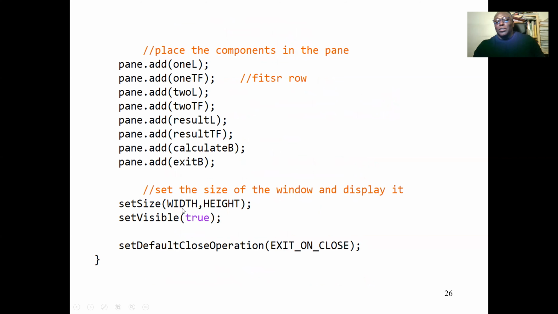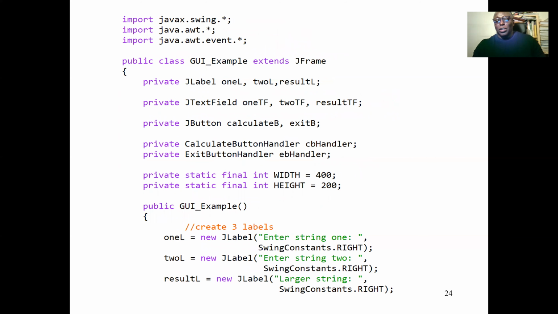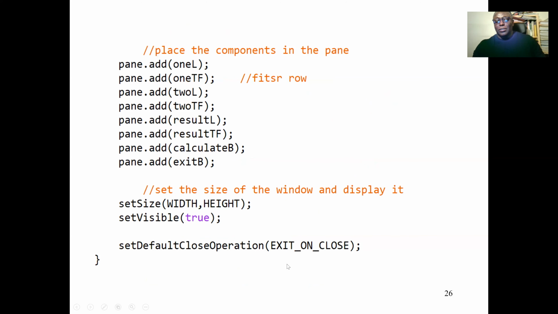So after that, we are going to set the size of the window and display it. So we set the size. Again, we saw the width and height is defined as a constant variable here to be 400 by 200. So we have 400 by 200. So we set the size here, 400. And the last thing, we have to set it for visible. If we set this to false, then we are not going to see anything when we run the program. Then our last option, exit on close. So if I click the X button, it's going to close and exit the program also.